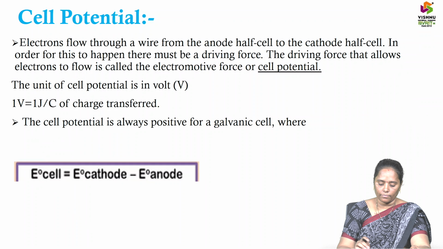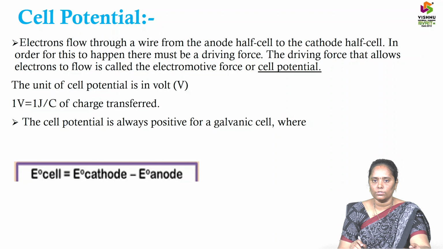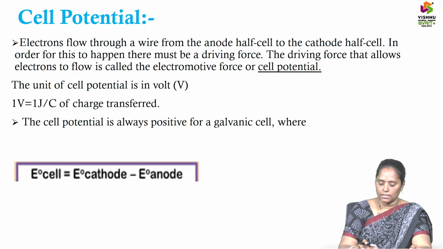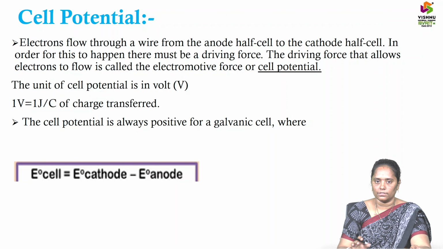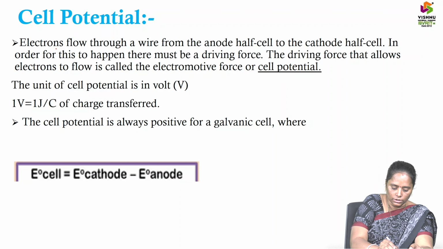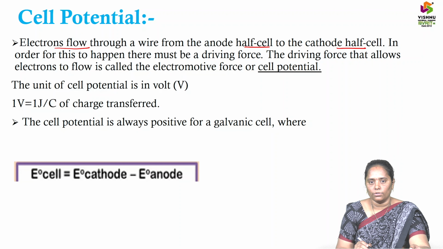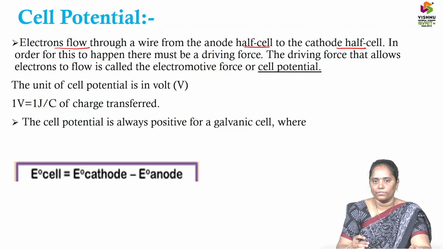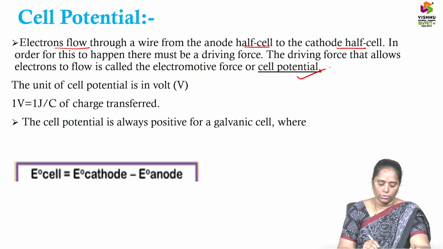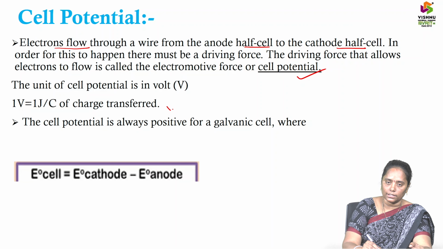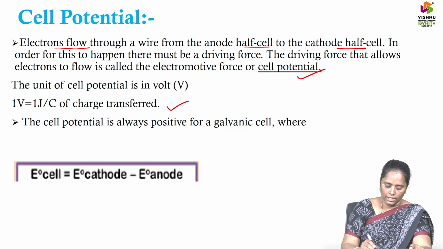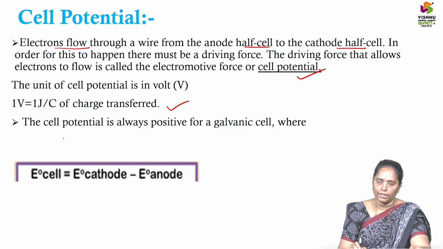Cell potential. There is a cell potential, which is the driving force for the movement of electrons from anode to cathode. Electrons should flow from anode to cathode. The flow of electrons should be driven by some external force. That force is called cell potential. This is measured in terms of voltage. The cell potential should always be positive.